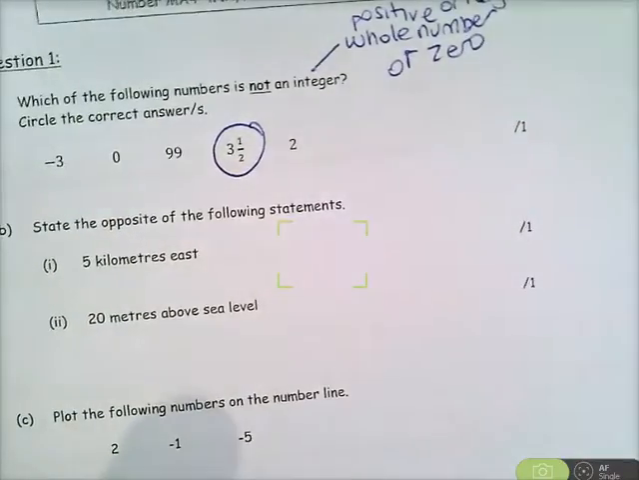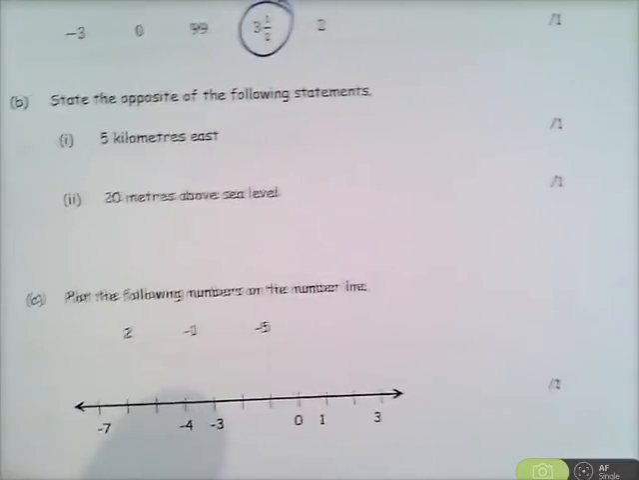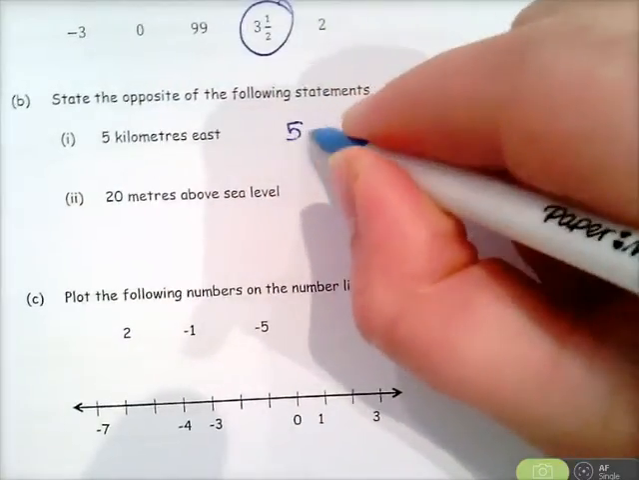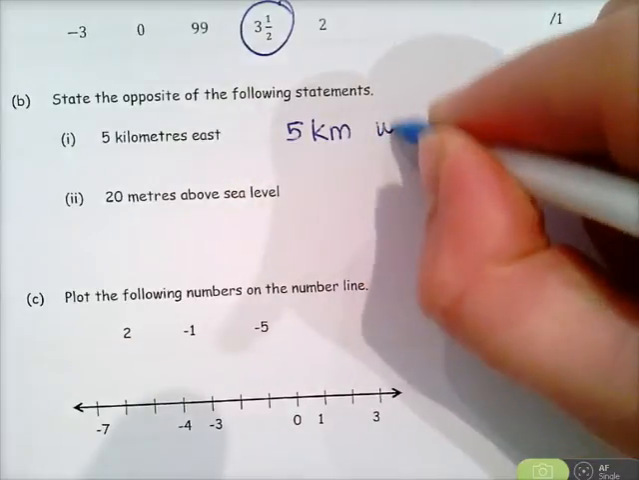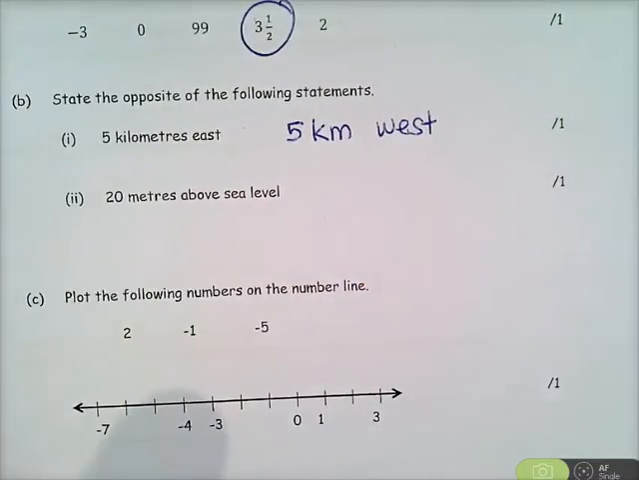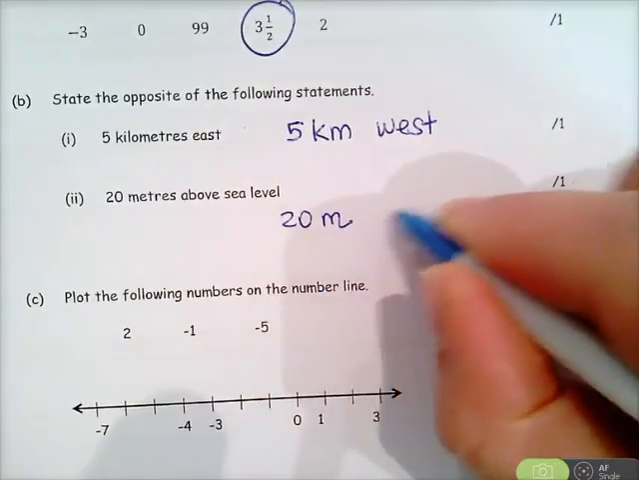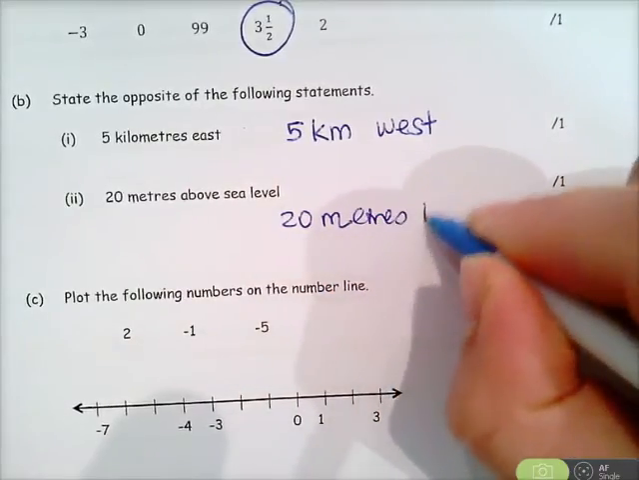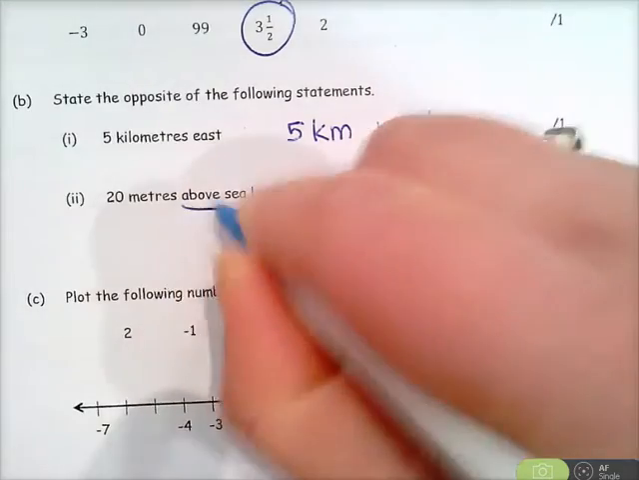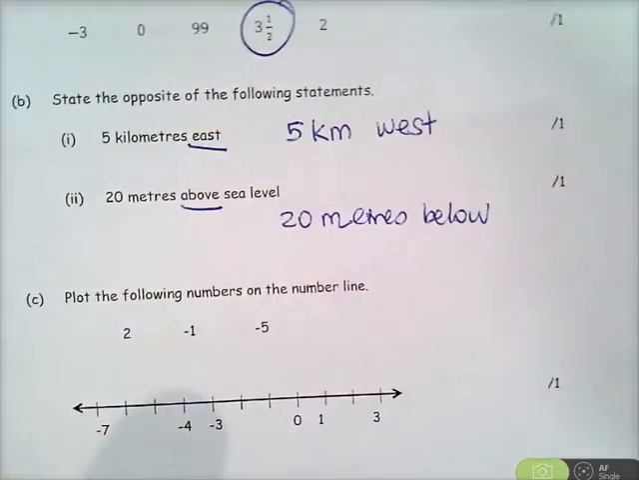Okay. Right, in the second question, state the opposite of 5 kilometers east. Well, it would be 5 kilometers west, because east and west are opposites. The opposite of 20 meters above sea level would be 20 meters below. So I'm underlining the words that you would do opposites of.